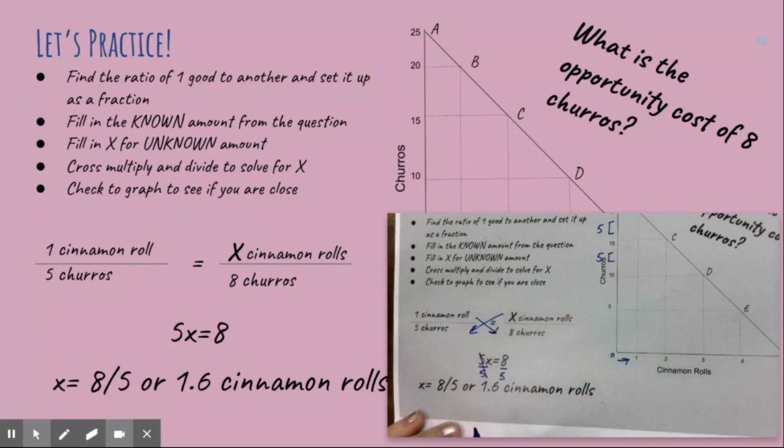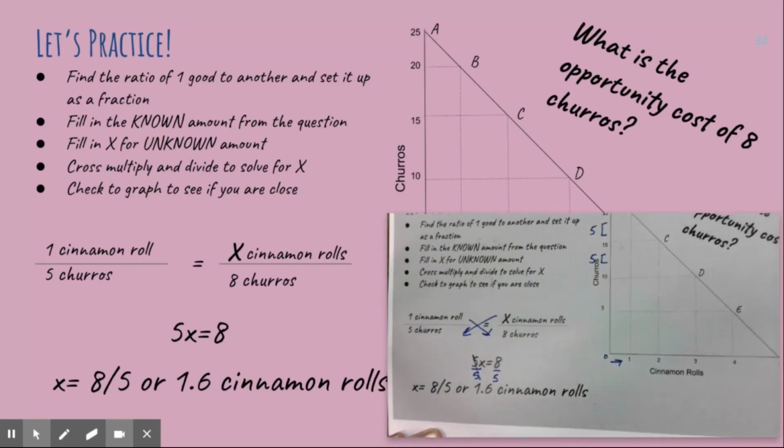5 divided by 5, nothing. Well, it's 1. And then 8 divided by 5. If we plug that into our handy-dandy calculator, it would be 8/5. You can leave it as a fraction, or 1.6 cinnamon rolls. Let's see if we're right, okay?